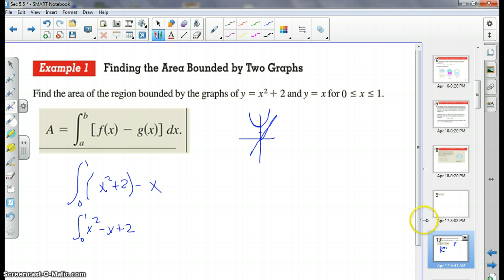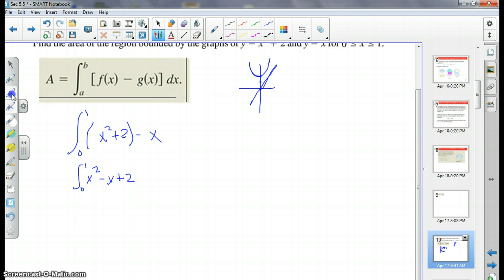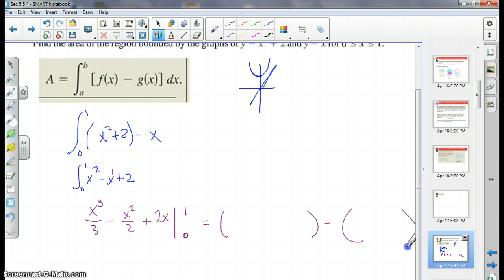Integrate means to increase, so we're going to increase this exponent 2 to a 3 and divide by that value. This says increase this exponent 1 by 1 and get 2, divide by that number. And then if I integrate the 2, I end up with 2x, and I'm going to evaluate that f of b minus f of a. So if you plug in, here's my a term down on the bottom, here's my b term. So f of b, I'm going to plug in a 1 first. 1 cubed is 1.